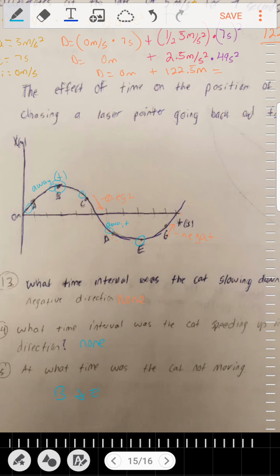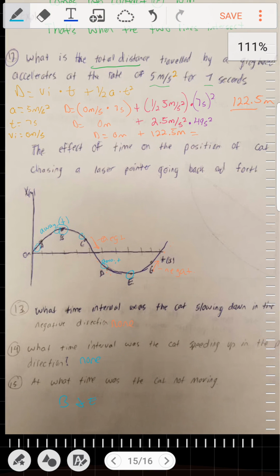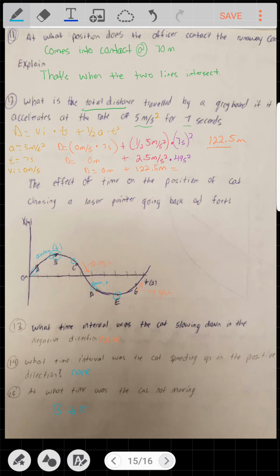Now, the questions on the test will be multiple choice, and you'll have an option. So don't worry about that one. So on the test, you will have an option.